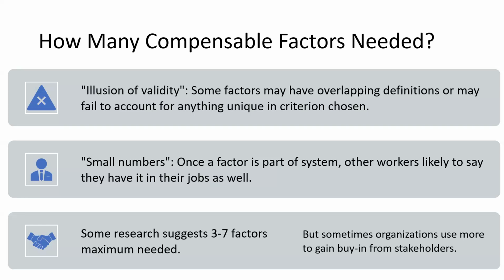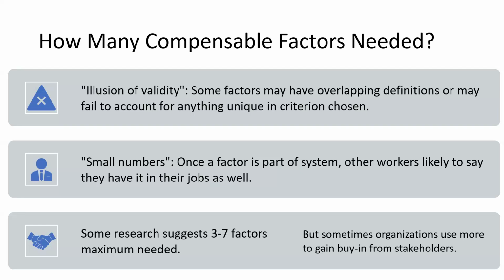Another issue you can have is small numbers. Sometimes you have to create compensable factors that actually apply to very few jobs, but once you've created a factor in your system, other workers will likely say that factor's in their job as well, even if when you created the compensable factor and actually did your point method, you never found that compensable factor in their job. So you have to now defend that choice, and then you'll have to explain to those employees why that's not really part of their job.